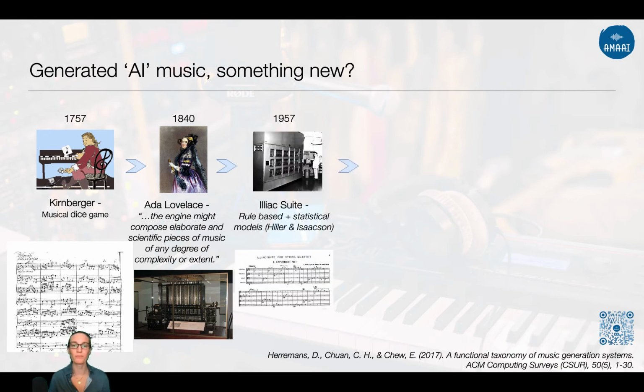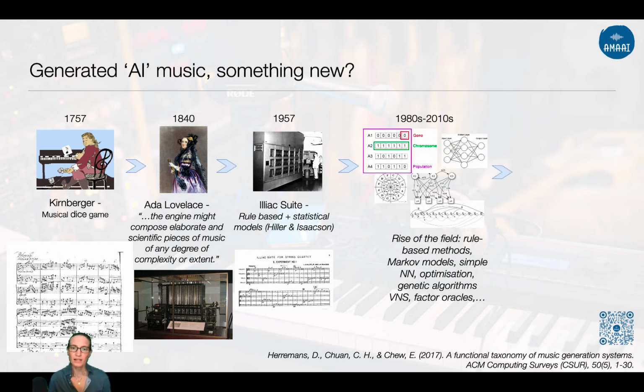Now, of course, it wasn't until much later when we actually had electronic computers, another 100 years further in time, when the first musical piece was generated by a computer. This is called the Illiac Suite, and it's a string quartet created by Hiller and Isaacson using a statistical Markov-based and rule-based model. Since then, there's been a lot of research on using different types of methods to create pieces of music. Rule-based methods, simple neural networks, optimization such as genetic algorithms and constraint programming even, factor oracles, variable neighborhood search, and much more.